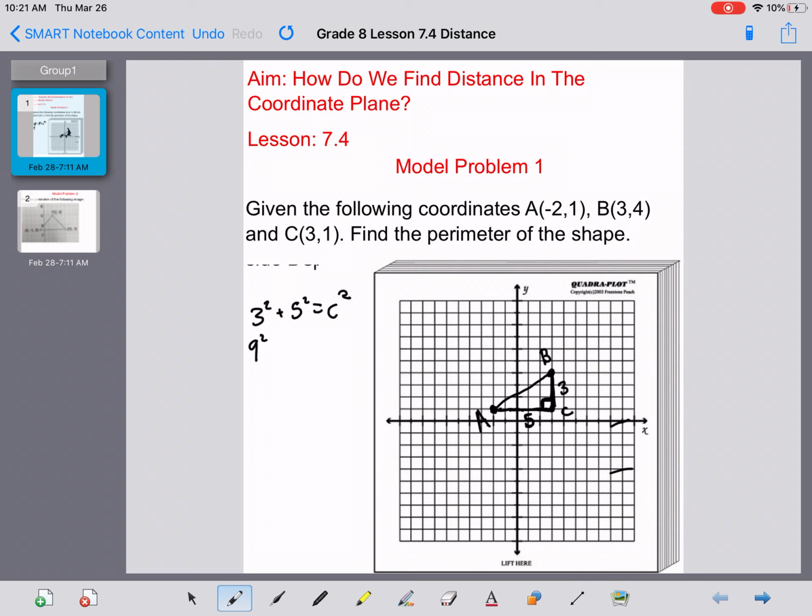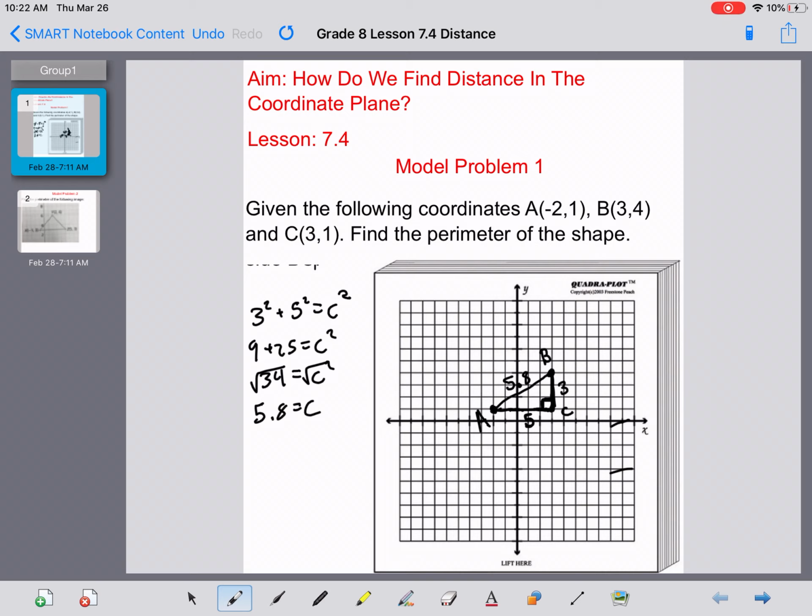3 squared is 9. Not 9 squared, just 9. 9 plus 25 equals c squared. 9 plus 25 is 34 equals c squared. To get rid of the c squared, I need to take the square root of both sides. The square root of 34, I'm going to round my answer to the nearest tenth, is 5.8. So that would be c. So this side here would be 5.8.